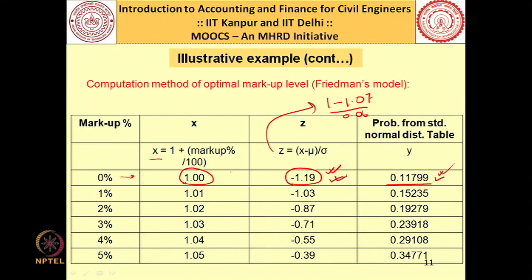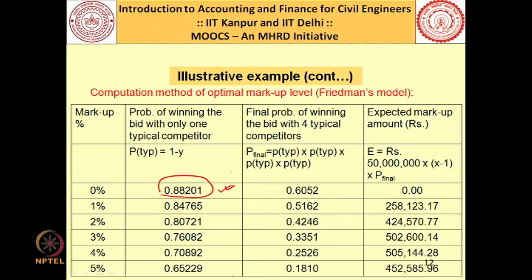So, this is at 0% markup. What will be the probability of winning the bid against 4 typical bidders? This is only for one. Now, in the problem it is given that there are 4 typical competitors. So, I am using the Friedman model, multiplying P typical with P typical with P typical with P typical, 4 times. If you multiply 0.88201 four times, you are going to get this value. So, this is the final probability of winning the bid with 4 typical competitors, right.